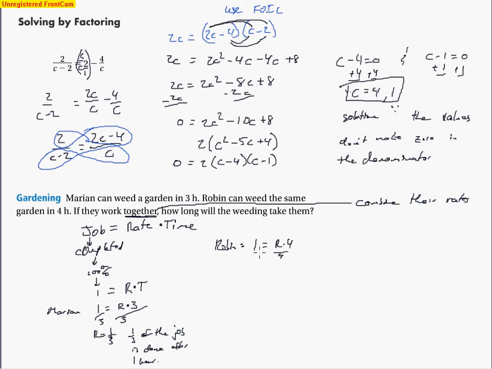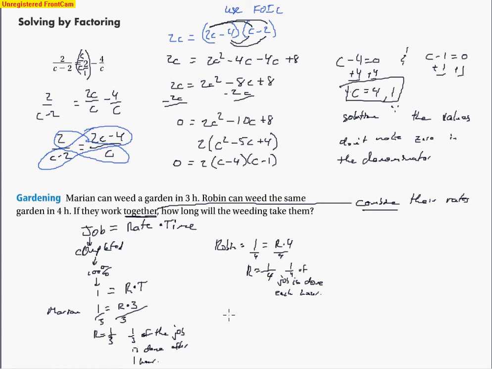So if I divide by 4, notice Robin's rate, the rate she works, is 1/4. So 1/4 of the job is done each hour. So you're going to end up being done after 4/4, after 4 hours. And that's what it says here. So basically what we're going to do is take these rates, the 1/3 and the 1/4, and combine them together because we want to see how fast they work.